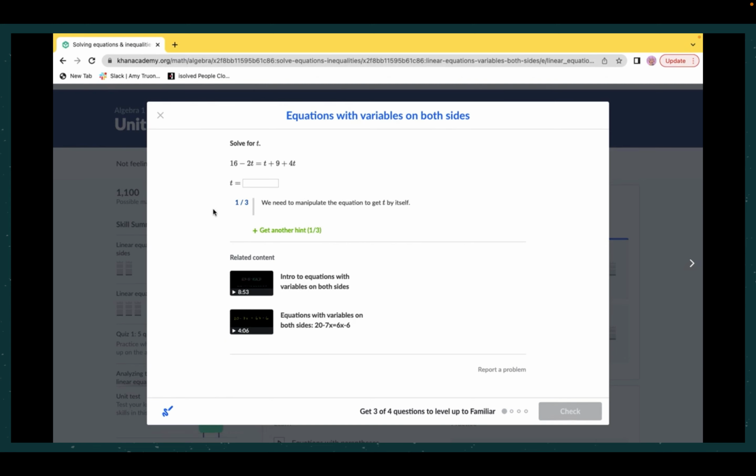As we can see here, we have 1 out of 3 hints. This will help you get started on completing the problem. As you work through the concepts and get some practice with example problems, you can then move on to the quiz portion of the page. There are several for you to take so that you can see if you are moving closer to mastering that skill.